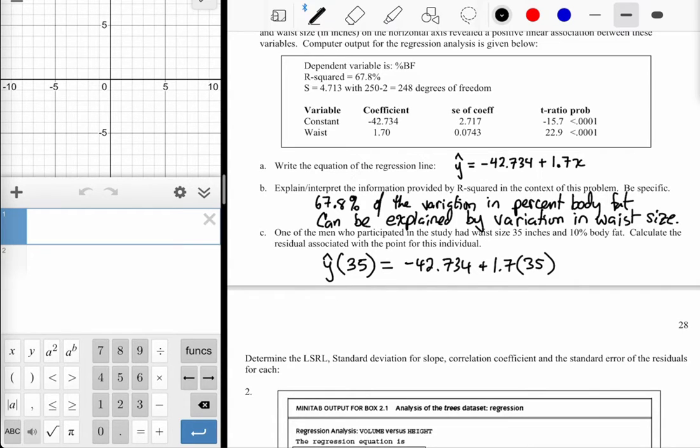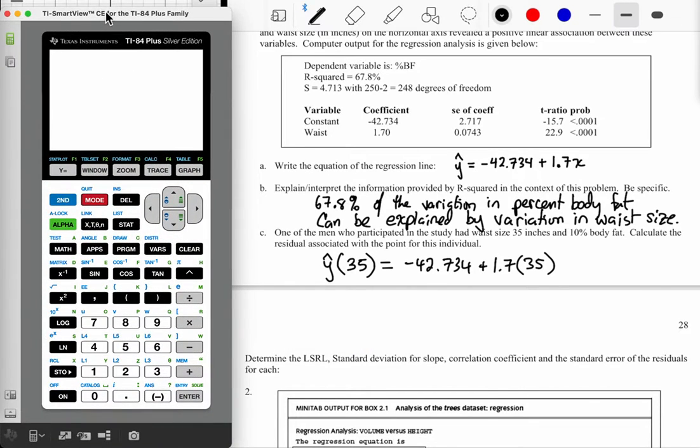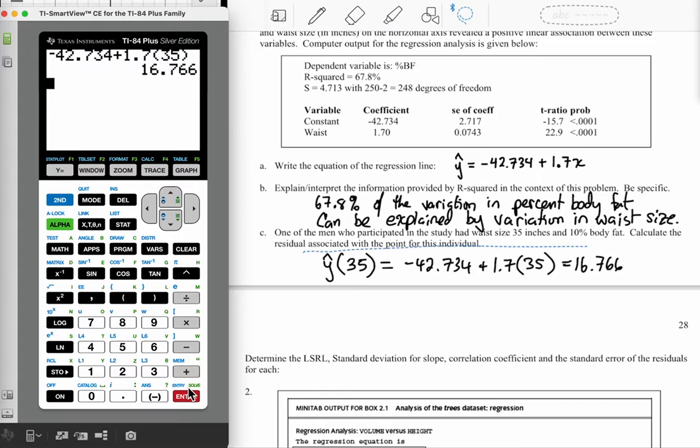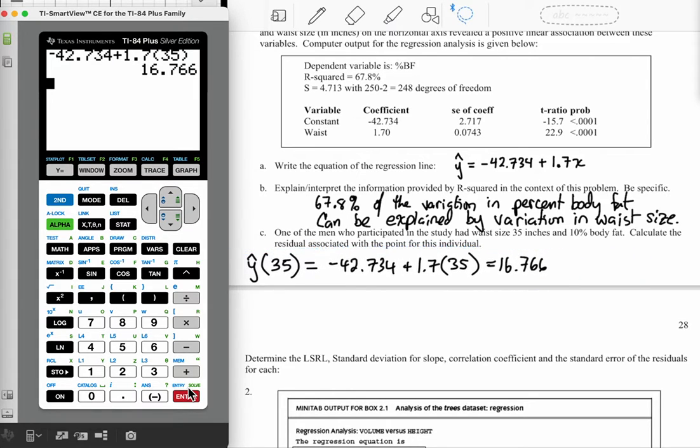All right, so get the old calculator out here. Negative 42.734 plus 1.7 times 35. So this is the expected value, 16.766. What I need to determine is the residual.